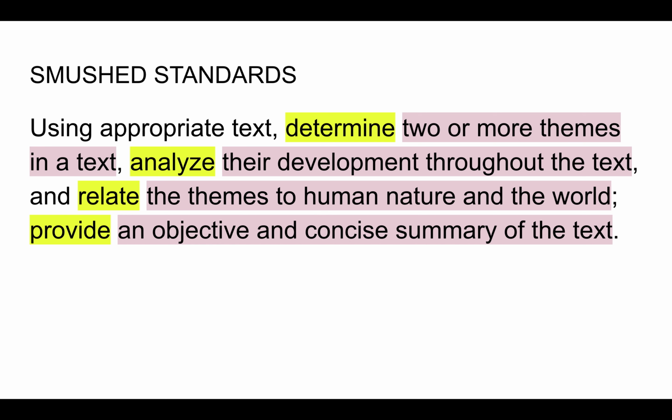But take a look at this standard. It's a Missouri Learning Standard. Determine two or more themes in a text. Analyze their development throughout the text. Relate the themes to human nature and the world. Provide an objective and concise summary of the text. What is that doing on the end of that? Providing a summary of the text to me is a completely different skill from determining theme, but this is a smushed standard, okay?